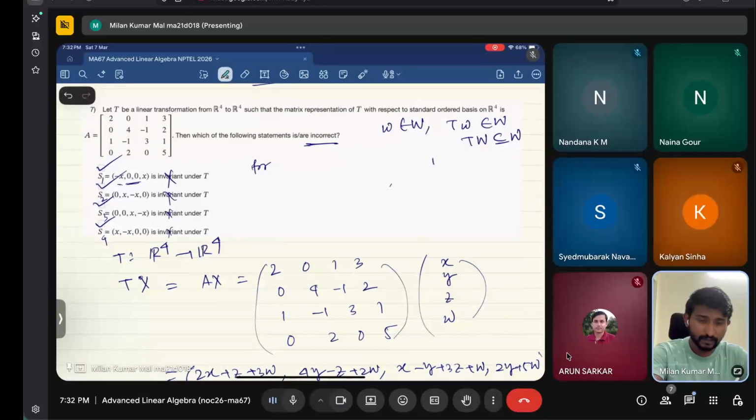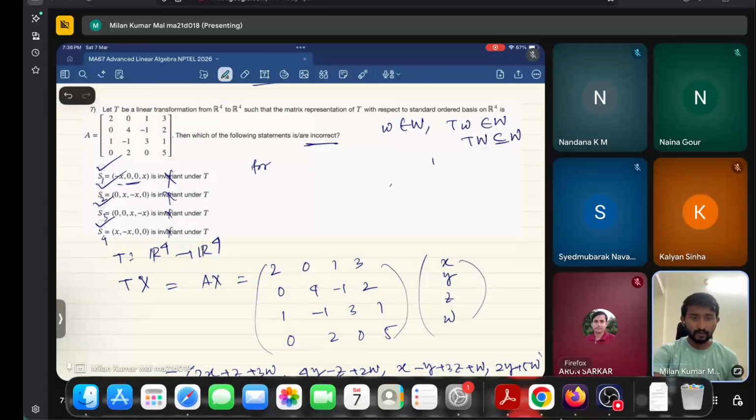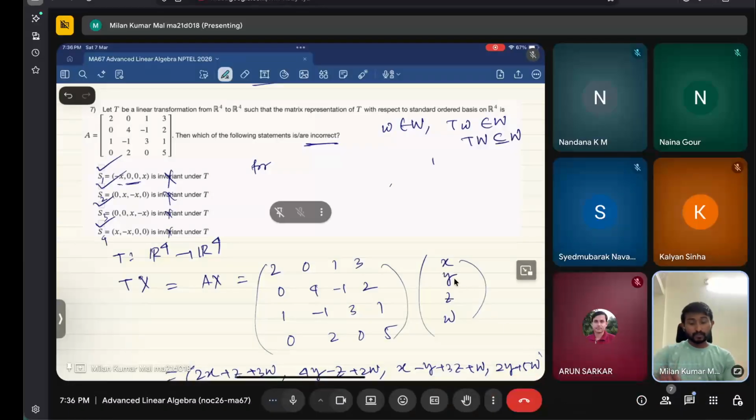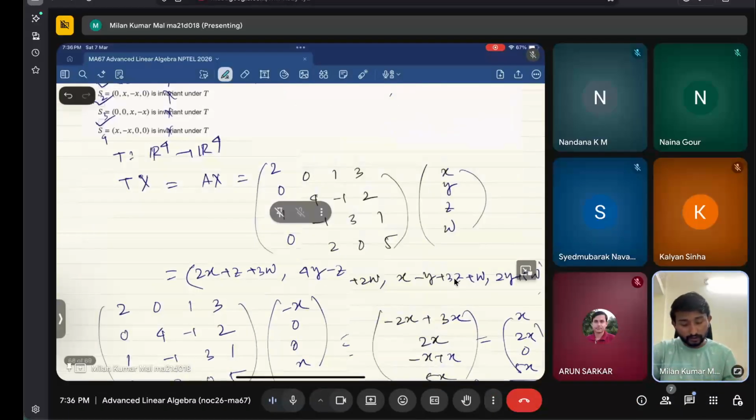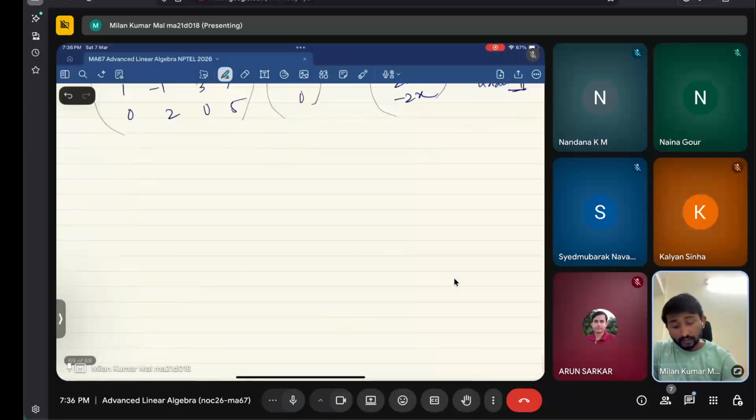So is it clear? This is very simple, but still if you have any doubt or anything, uh, okay, I will take 2 minutes. Please wait. Yeah. Sorry for the inconvenience. So let me go to the next problem.